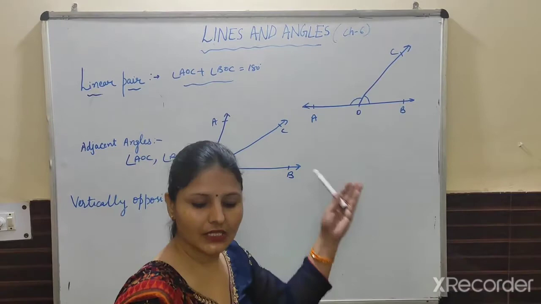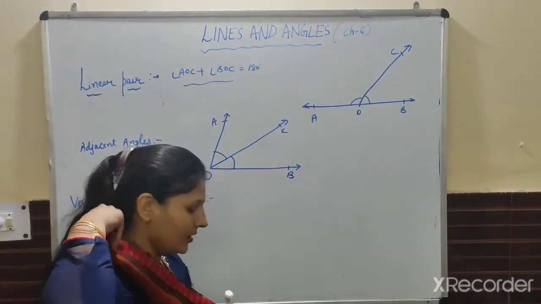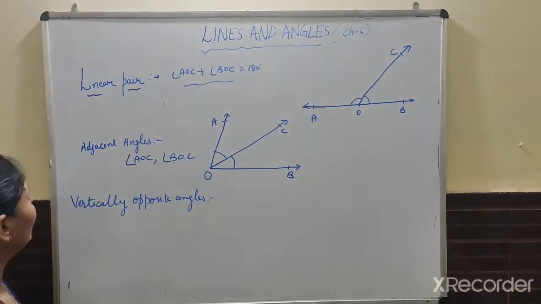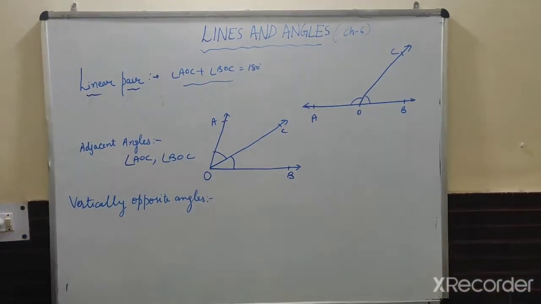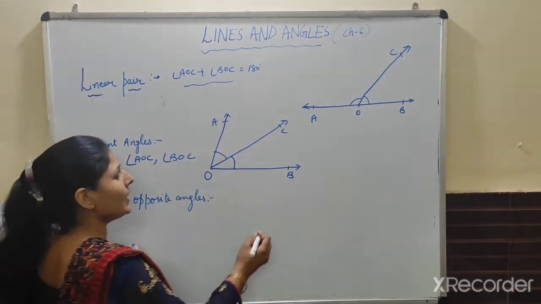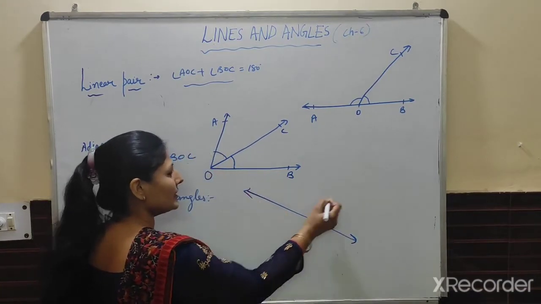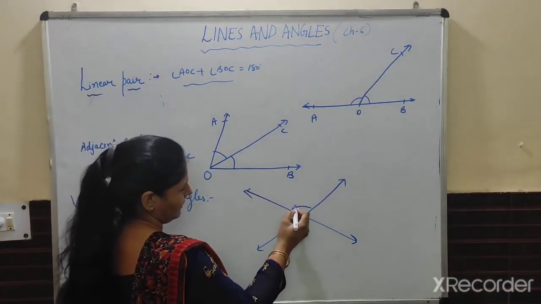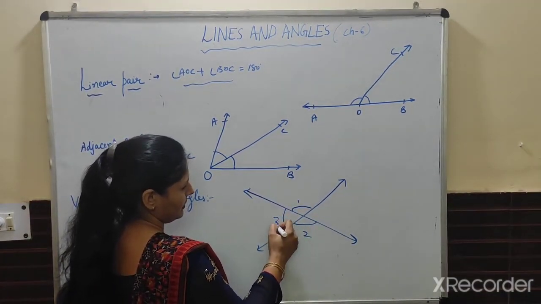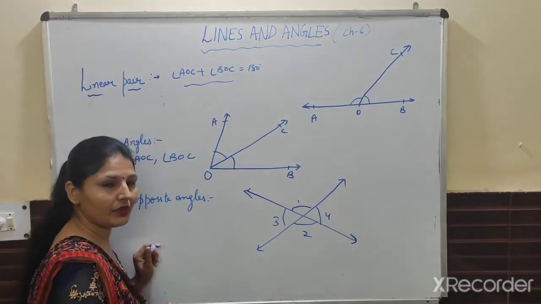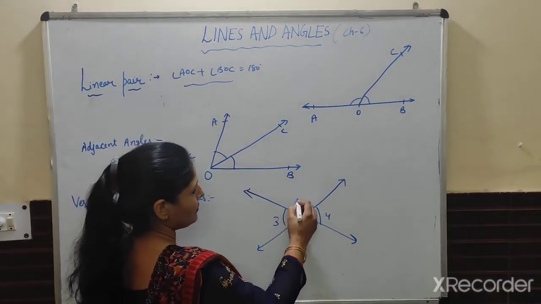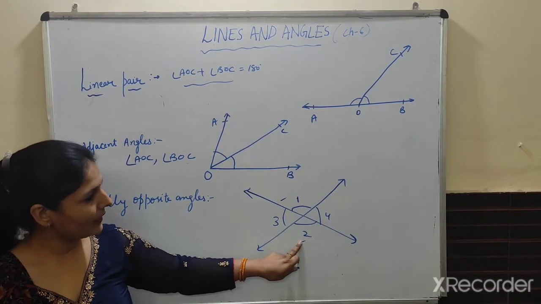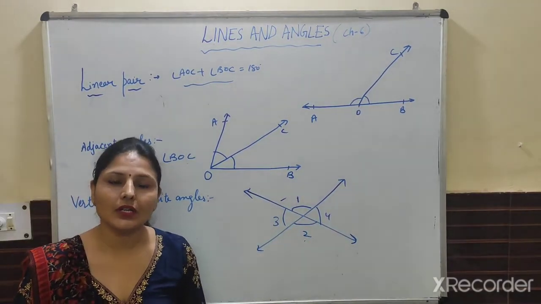The sum of these two angles is always 180 degrees in a linear pair or in supplementary angles. Clear? Now come to vertically opposite angles. When two lines intersect each other, they form four angles. Angles 1, 2, 3, 4: among these four angles, two pairs are equal. Angles 1 and 2 are called vertically opposite angles.